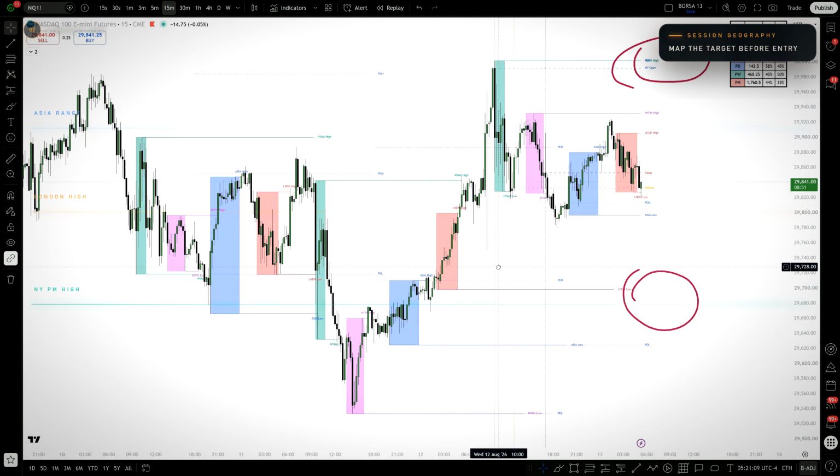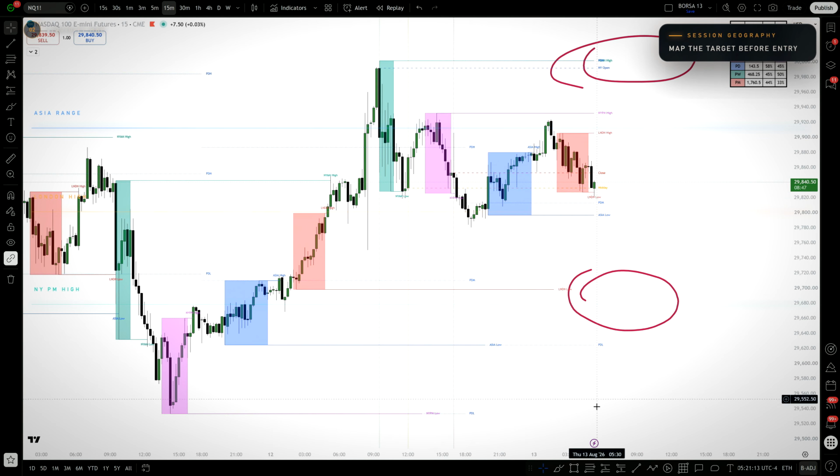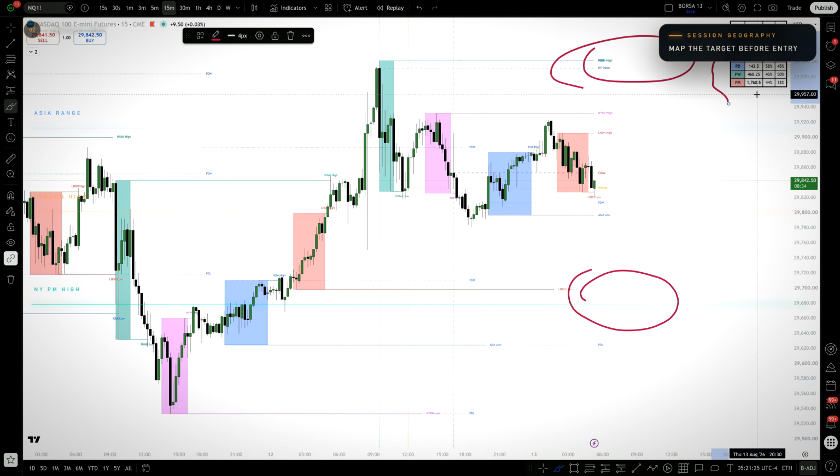So basically, in plain words, what this indicator does is plotting the session highs and lows on your chart and you can use them as liquidity levels. And here on the top right corner in this dashboard, you can see previous day, previous week, previous month, New York PM, New York AM, London and Asia.